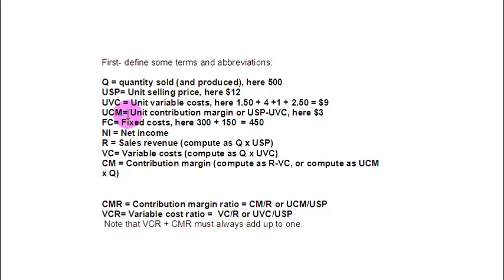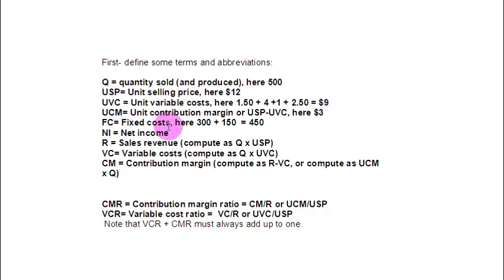UCM stands for unit contribution margin. The unit contribution margin is the per unit selling price minus the per unit variable cost. So $12 minus $9, or $3. Unit contribution margin is a very important term for us. Unit contribution margin, or in this case $3 per pie, is the amount by which net income will change for each additional pie gets sold.